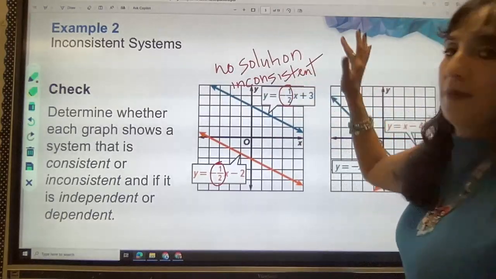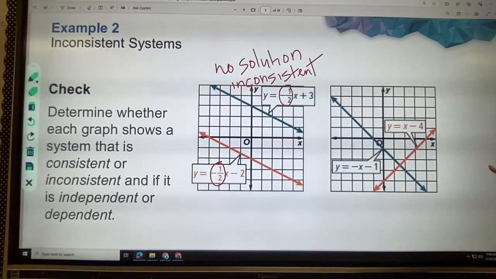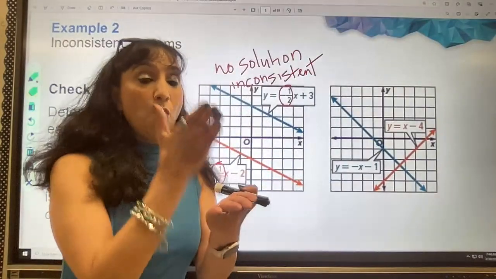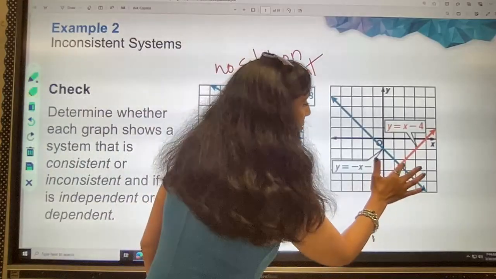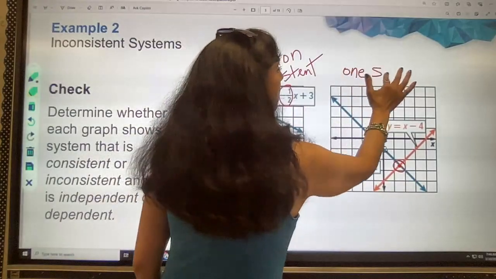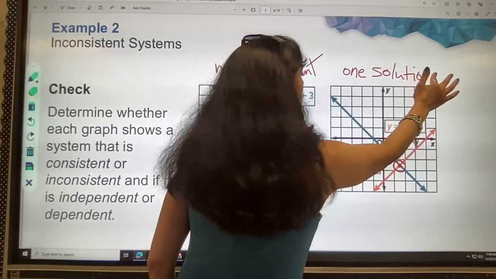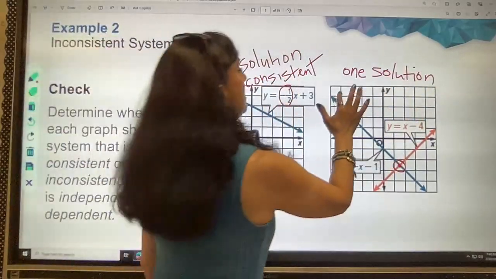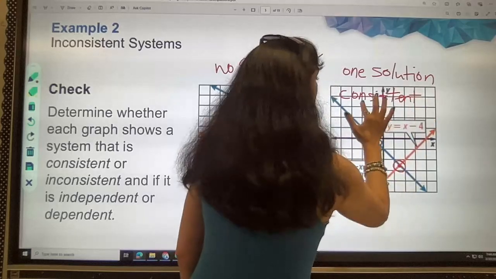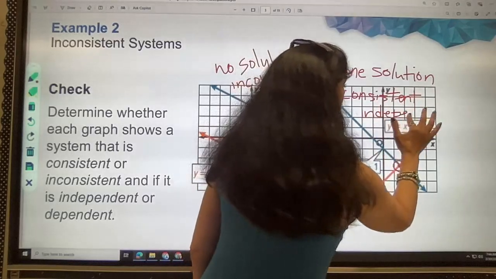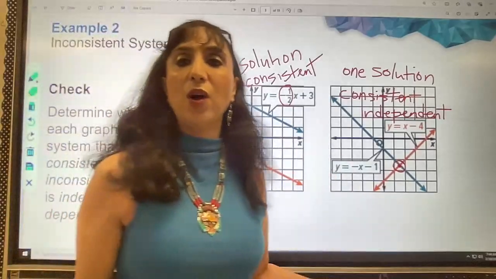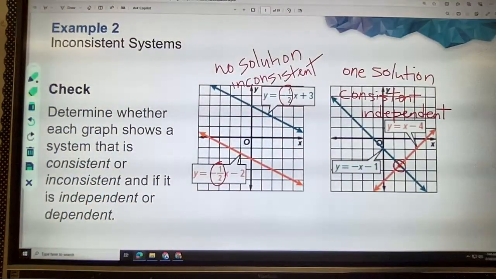Okay? Let's look at this one. We can see in the second one, there is exactly one point where the graphs are intersecting. So what do we have? We have one solution. Therefore, this is consistent and independent, because there is exactly one solution. Okay?